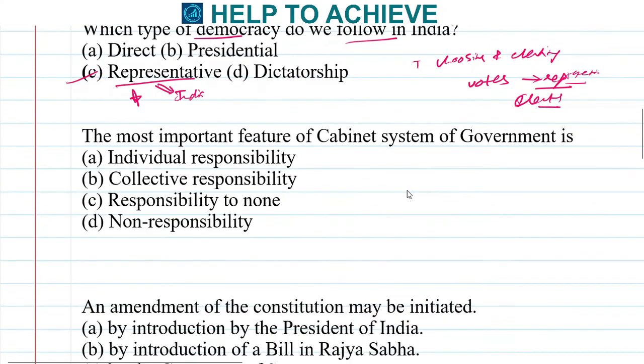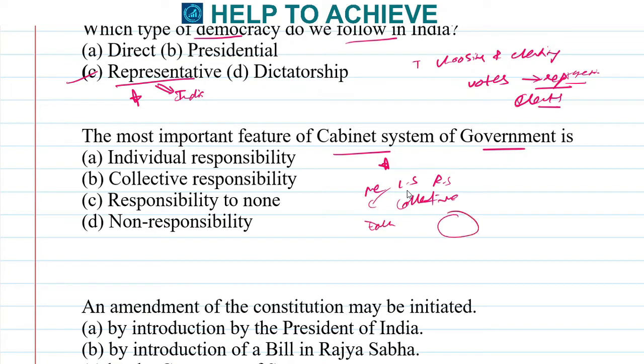Next, the most important feature of the cabinet system of government. India follows a cabinet system of government, and in this, all the members of, let's say, Lok Sabha and Rajya Sabha are collectively responsible. Okay, so each member has to follow whatever decision has been taken by the entire Lok Sabha or the Rajya Sabha, whether they agree to that decision or not, and finally they have to support it. So it's a collective responsibility on them, which is the main feature of the cabinet system. So among these options, collective responsibility is the correct answer.